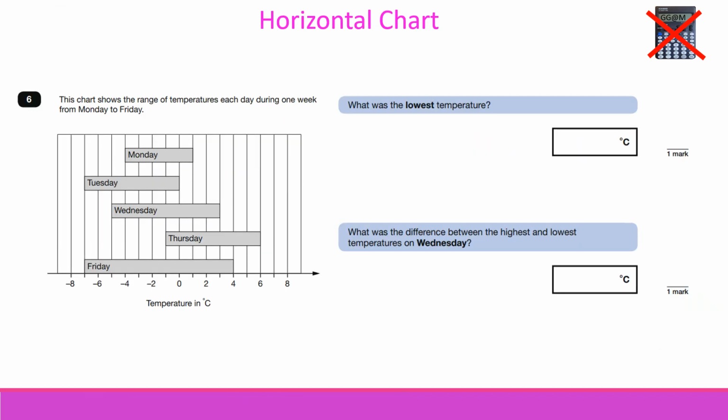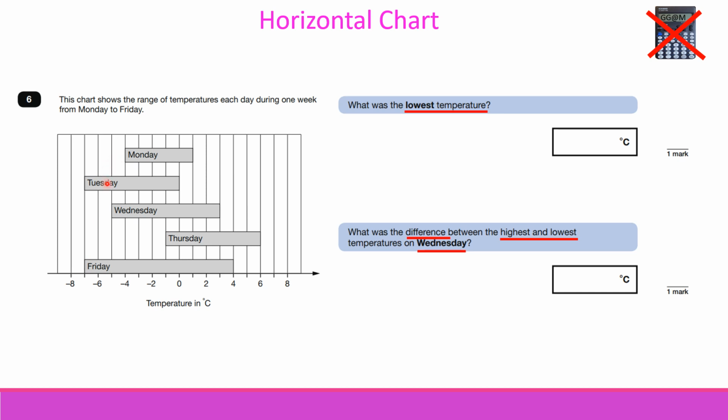This is a question looking at a horizontal chart. The key words in the question are we've got to work out the lowest temperature. We've also got to find the difference between the highest and lowest temperatures on Wednesday. So you can see here we have got a chart which is horizontal.